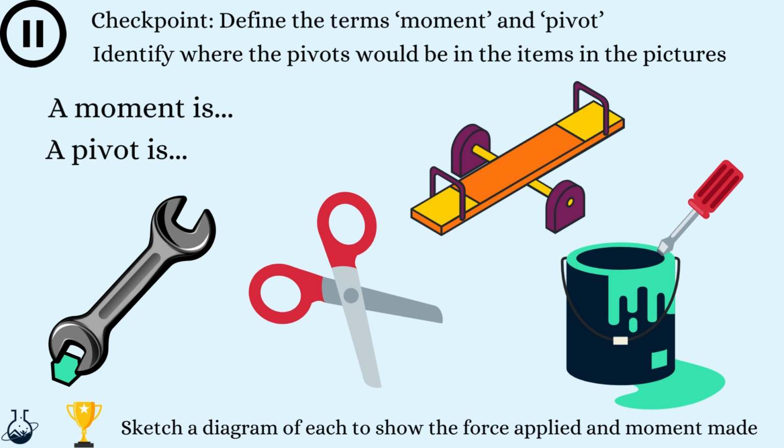Pause the video here and have a go at the tasks on the screen. Identify the terms moment and pivot, then identify where the pivots would be in the items in the pictures. If you finish, try the challenge.